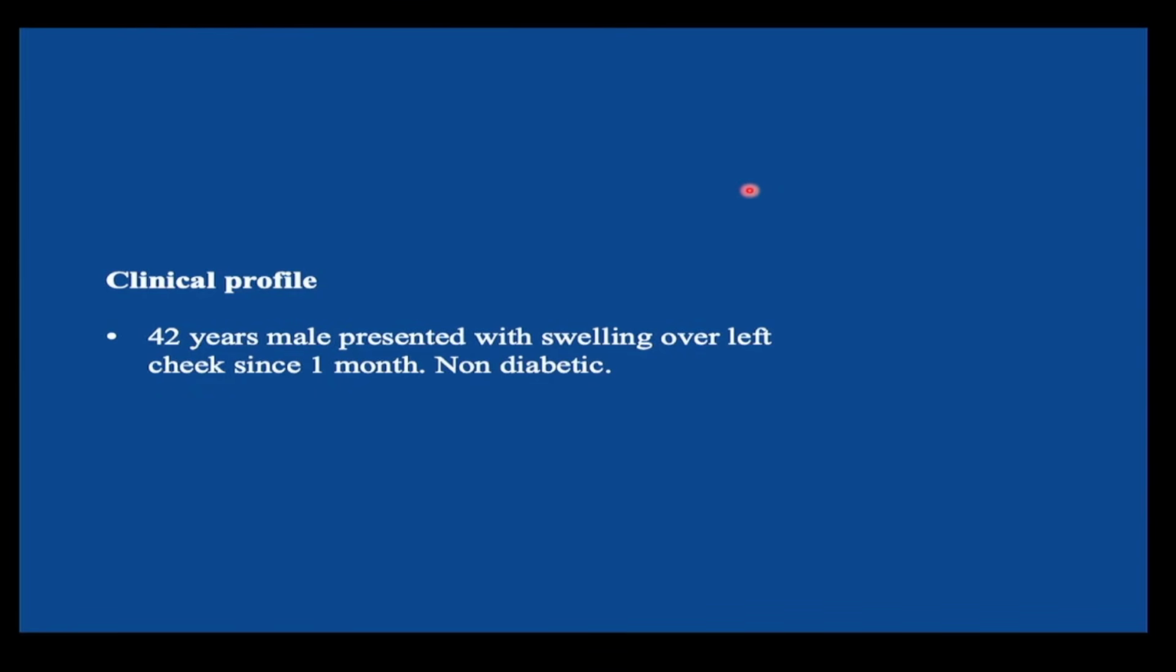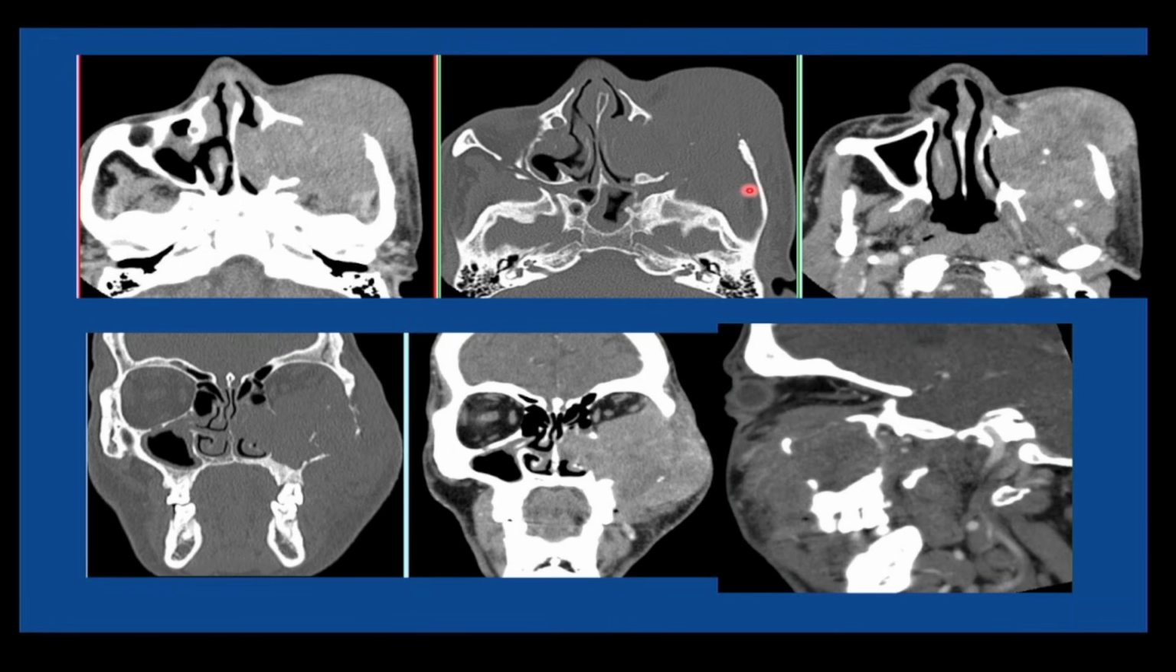42-year-old presented with swelling on the cheek since 1 month. A non-diabetic. Trust me, you must ask this, diabetes or non-diabetes. What do you have? Now this is what I call multi-compartmental. Sinonasal is one compartment, but it has gone beyond sinonasal. So you have a soft tissue density lesion on axial and coronal. I have kept bone windows and sagittal.